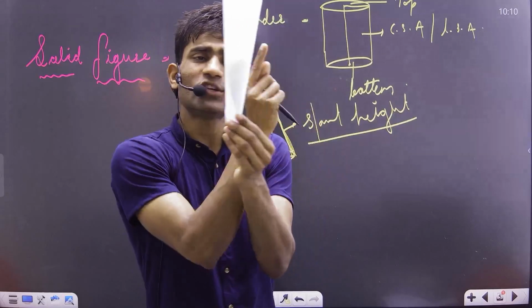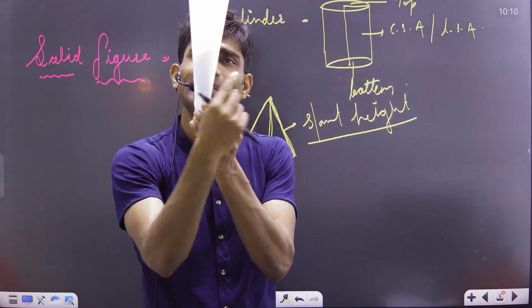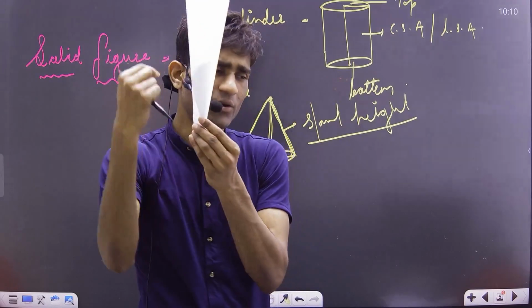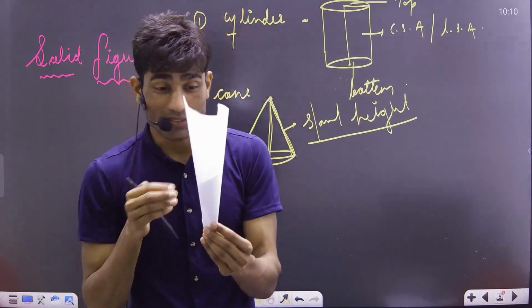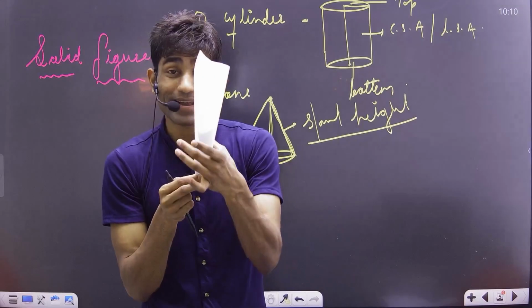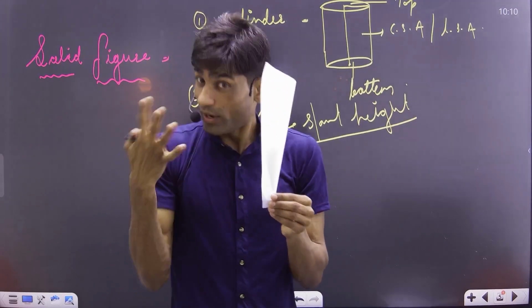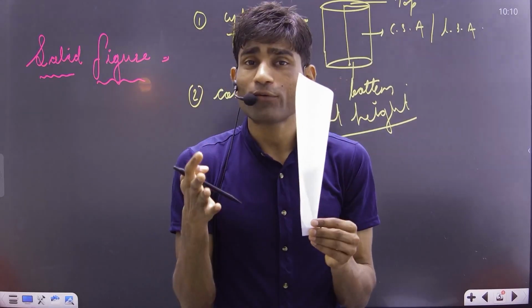This one is the curved surface area or lateral surface area. Now we can see that all of this is the curved part for our cone. So generally we call it the curved surface area or lateral surface area. Okay. And what about the volume?